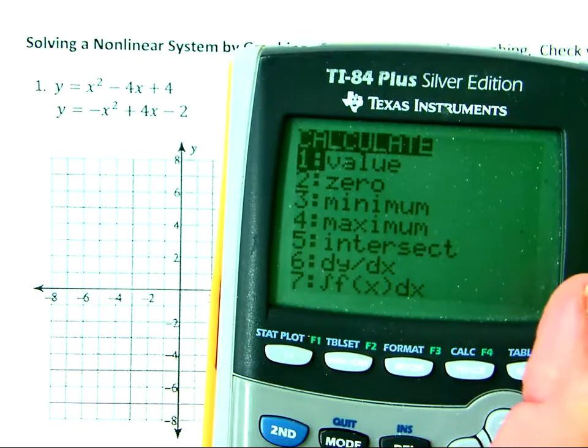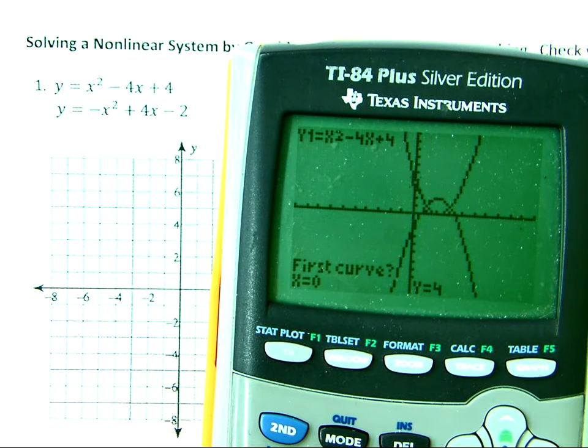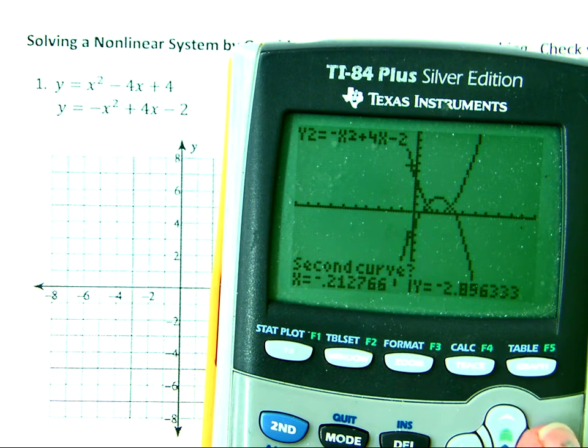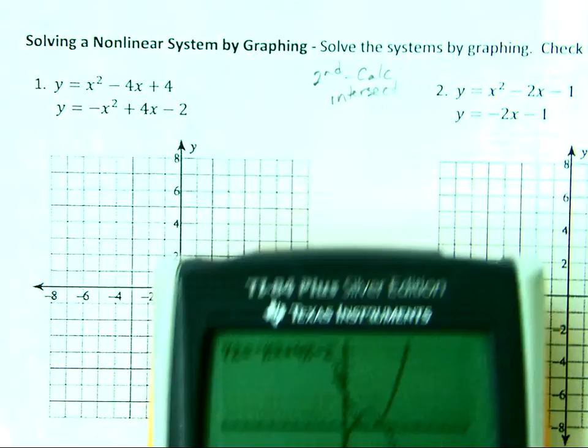So here I can press number 5. Now it's going to ask me 3 questions. It's going to ask you first curve and second curve. That's because you can graph as many graphs as you want on one, but you can only find the intersection of 2 at a time. So this way it lets you pick which ones you want. If you notice right now, that cursor is on that upper parabola. That's y1. So that's our first curve. Well, we only have 2. When it says first curve, you hit enter. Now notice it jumped down to the other one. It jumped down to y2.